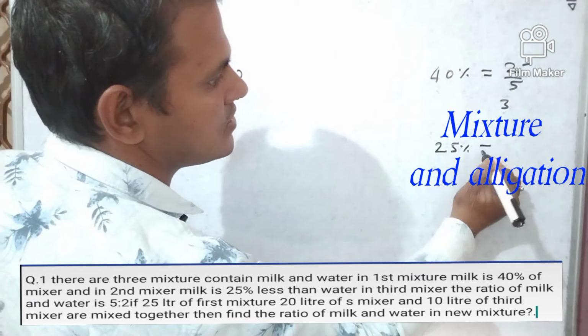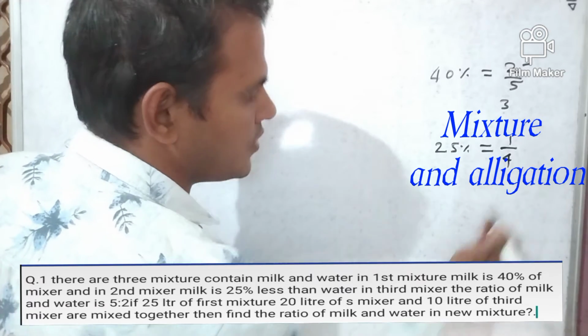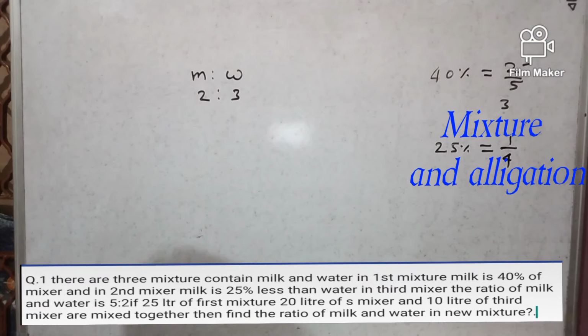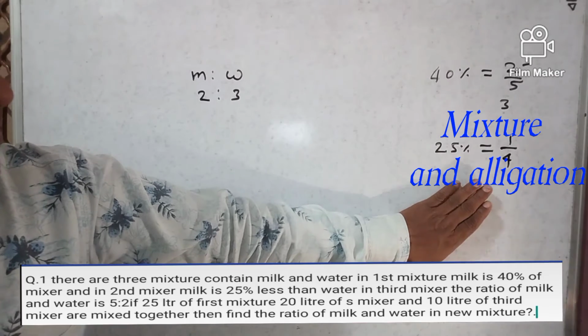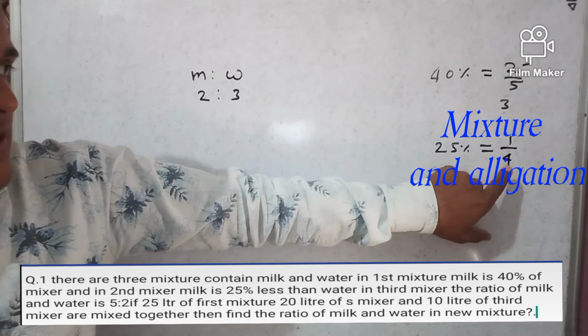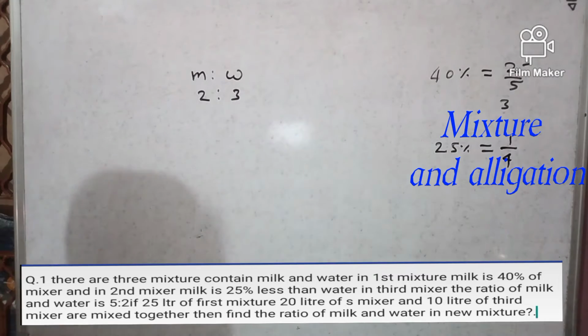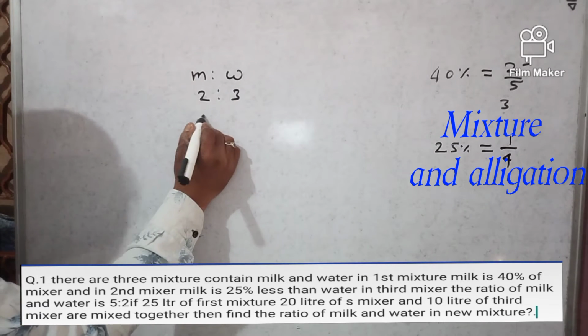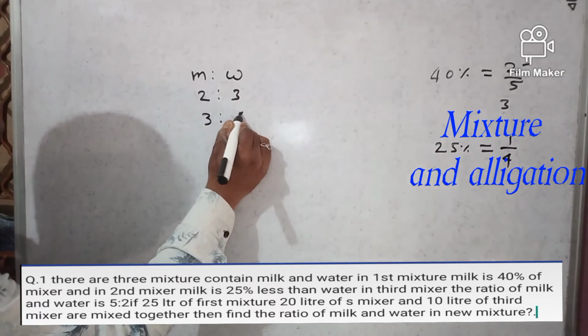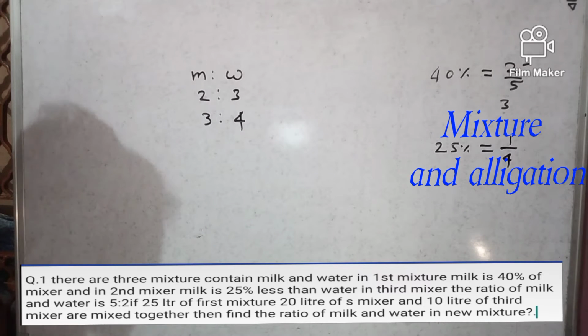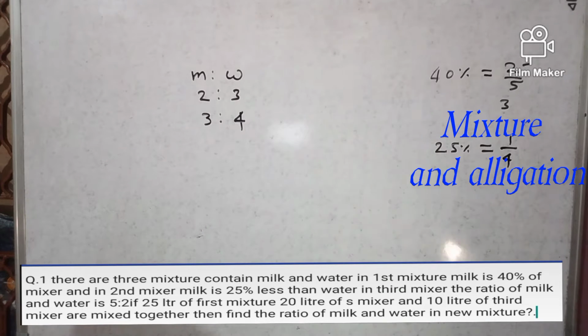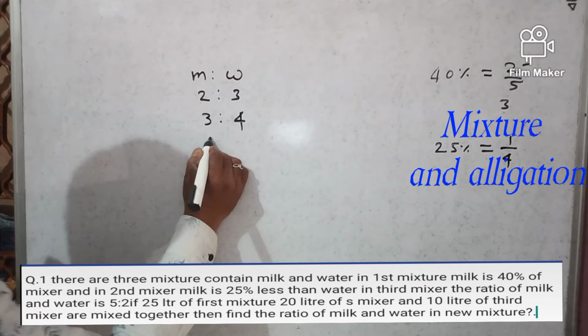In the second container, milk is 25% less than water. 25% means 1/4. Milk is 25% less, so water will be 4 and less than 1, only 1, so 3 will be milk. In the second container the ratio is 3:4, and in the third container it is 5:2.